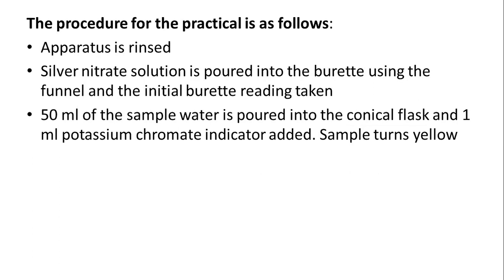The procedure for that is as follows. As usual, you rinse your apparatus, and then you pour silver nitrate solution into the burette using the funnel, and then you take the initial burette reading. 50 ml of the sample, you measure that out using the 100 ml measuring cylinder, and then pour it into the conical flask with a stirrer, and then add 1 ml of potassium chromate indicator. The color observed will be yellow. And then you will titrate the sample against silver nitrate solution until a brown color is observed. And then you take the final burette reading.